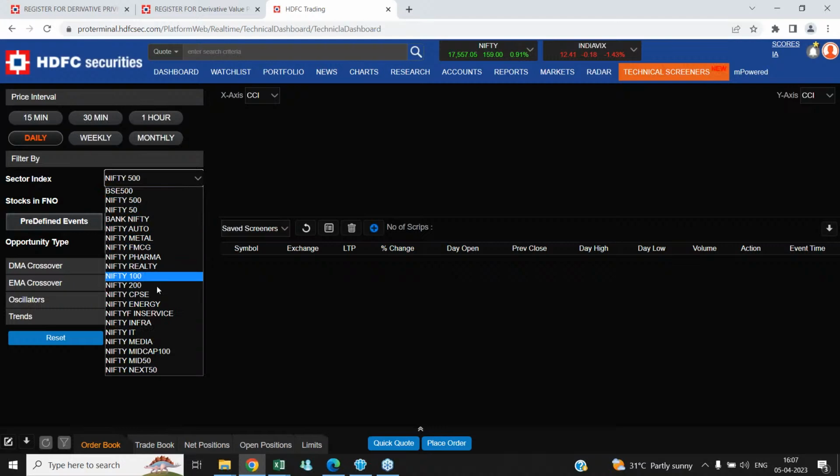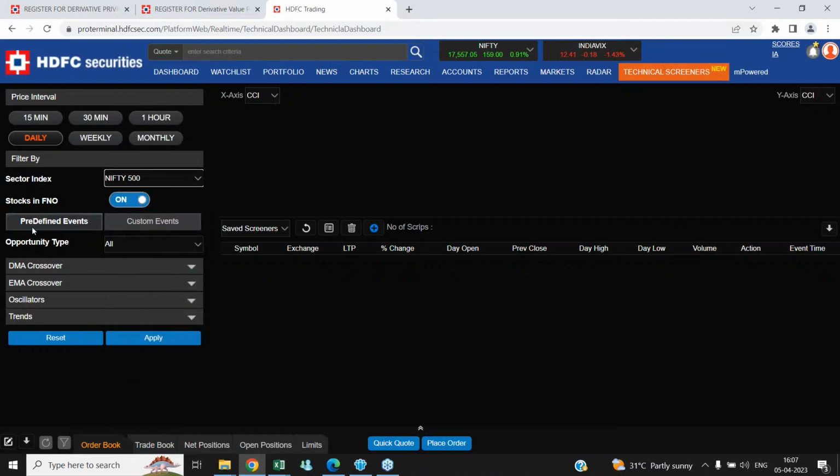The next thing, you need to select the index, that is, which index needs to be scanned based upon the parameters you set. We will choose the index which has the maximum number of stocks. So we will be scanning the Nifty 500 index, and we'll also keep this tab on for the stocks which are in FNO. Now we can provide custom events or predefined events. We will look at the predefined events first. Opportunity type is which kind of stock you need to find: bullish, bearish, or both. Suppose I want to find bullish stocks, so I will select bullish.